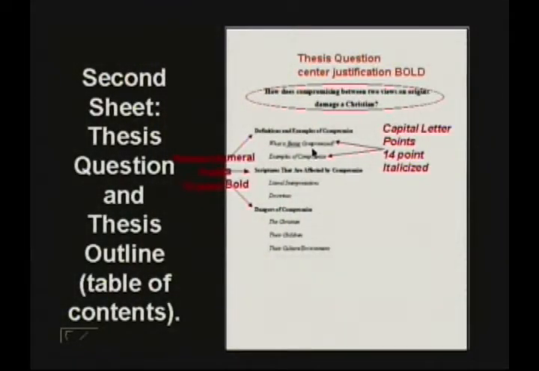Now the second thing to note is the capital letters. All of your capital letter points in your thesis outline are shown here in your final thesis outline, which serves as your table of contents, okay? Now here's the point again. As you write your final detailed outline and you vary and change these capital letter points, then this will reflect it exactly. Again, it's one-to-one correspondence. Here, notice that the capital letters are going to be 14 point, not bold, italics, okay?